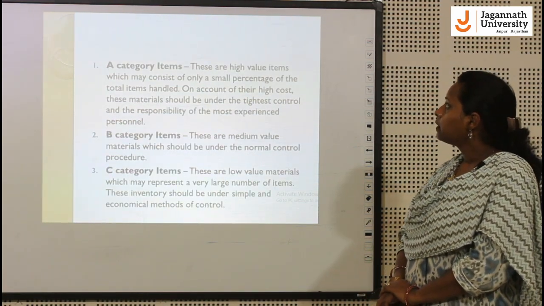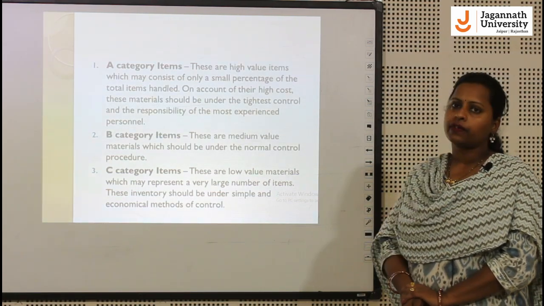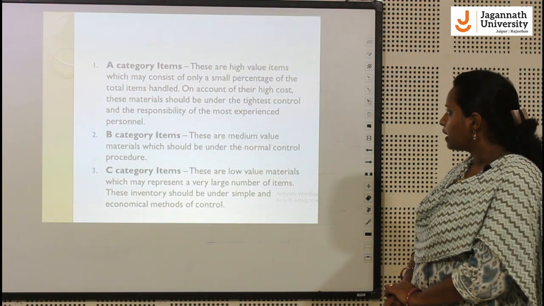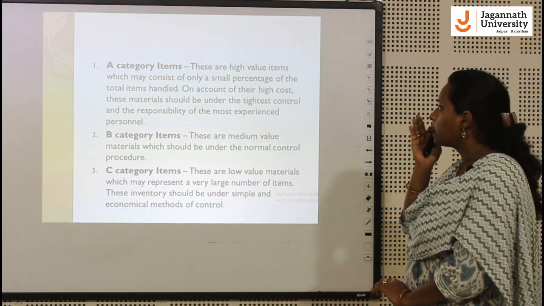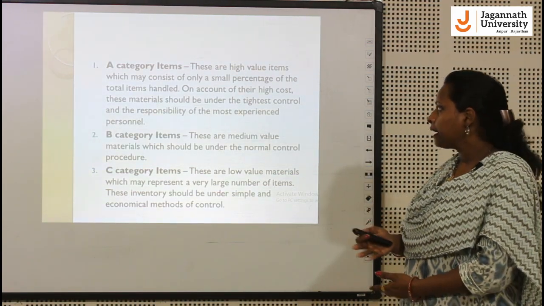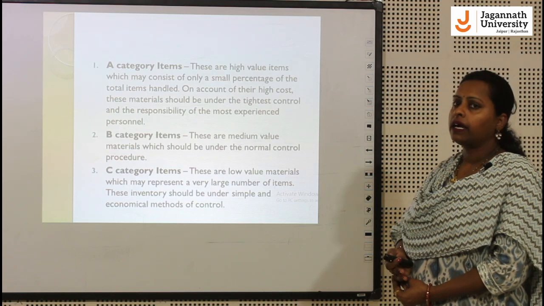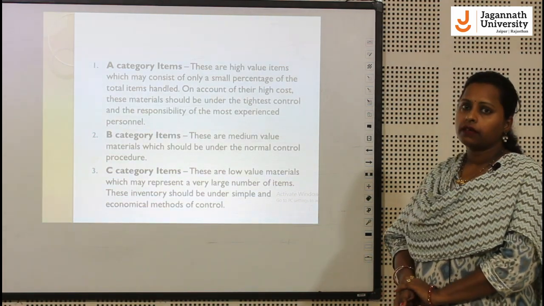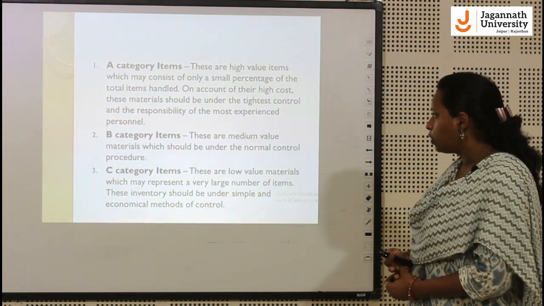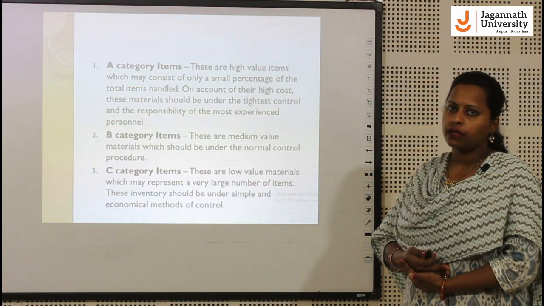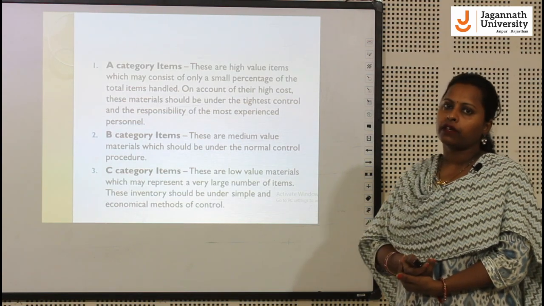A category items are high value items which may consist of only a small percentage of the total items handled. On account of their high cost, these materials should be under the tightest control and the responsibility of the most experienced personnel. B category items are medium value materials which should be under the normal control procedure. C category items are those which are low in value and high in volume, which may represent a very large number of items or units. These inventories should be under a simple and economic method of control.